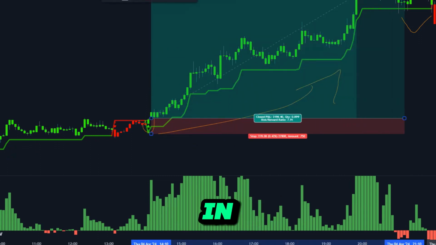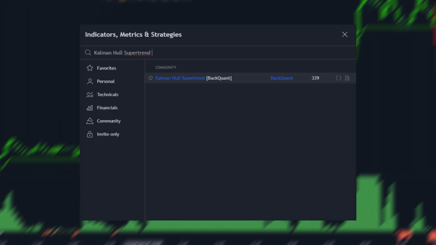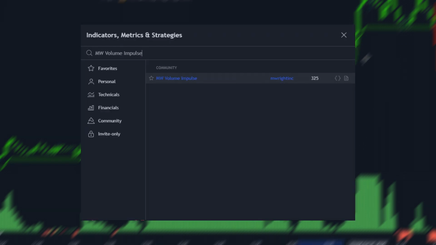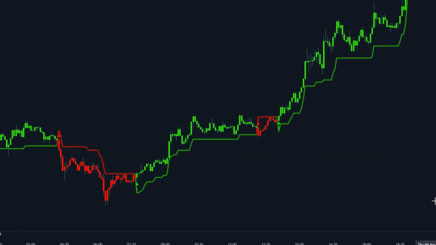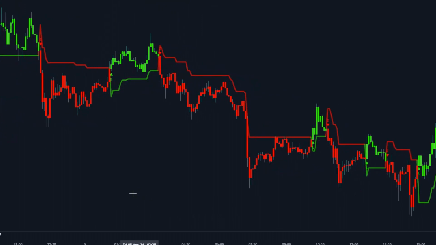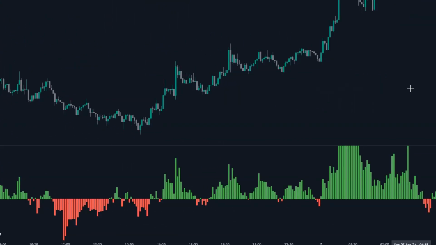Let's jump right in. Go to your Indicators tab. First up, search for the Kalman-Hull Supertrend and MW Volume Impulse indicators. Here are the settings. For the Kalman-Hull Supertrend, it's based on the Hull moving average and Supertrend. Keep an eye out for F labels for buying and S for selling. And for MW Volume Impulse, green indicates buy volume, while red signals sell volume.